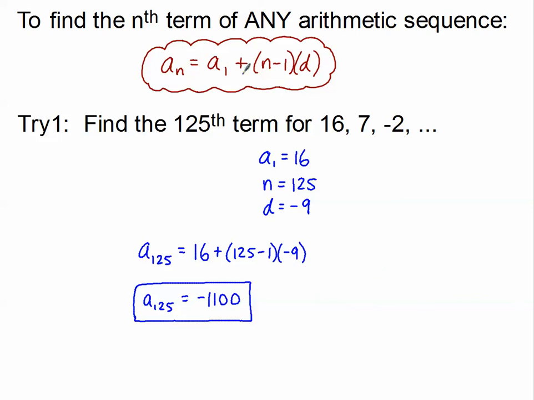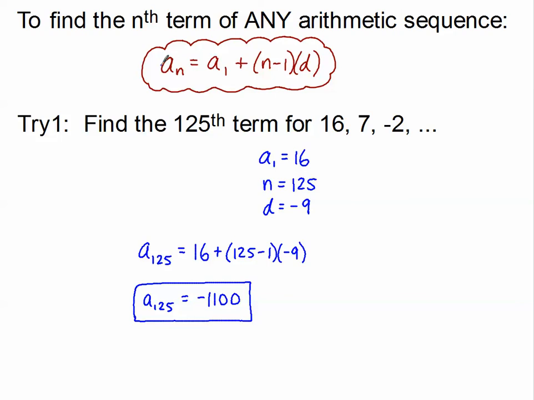To be able to use this formula, we need a sub 1, which clearly is 16. We need to know n, which is the number of the term that I'm looking for. I'm looking for the 125th term, so n is 125. And we need to find d. It looks like we are subtracting, but arithmetic is always what we're adding. So if we happen to be going downward, then we must be adding a negative. d is a negative 9.